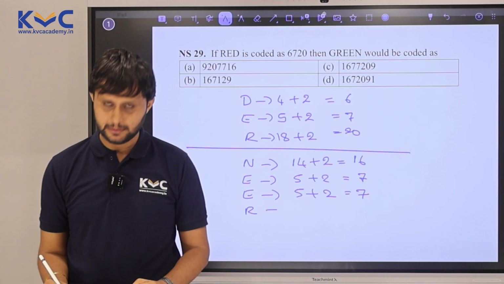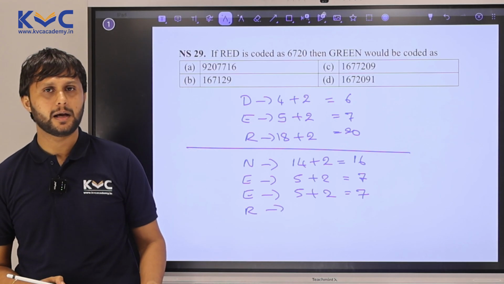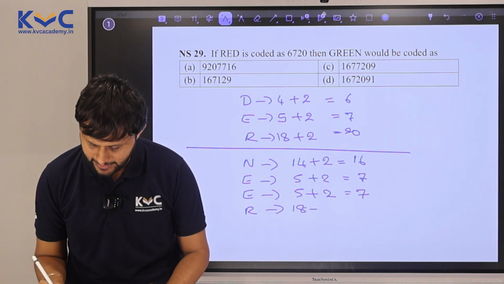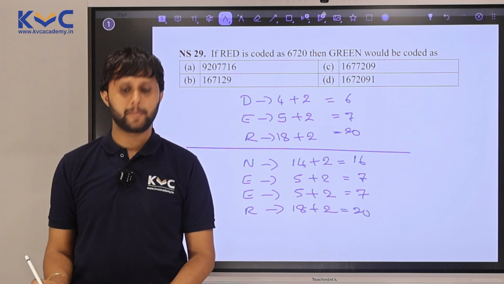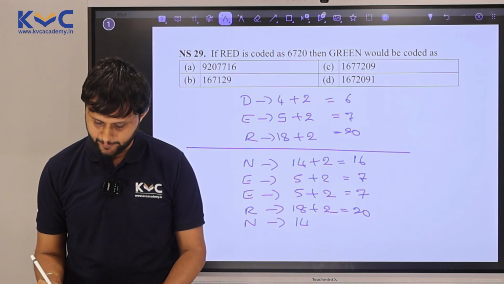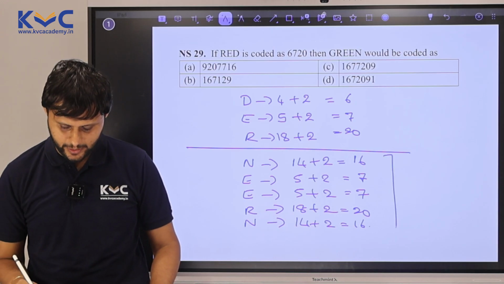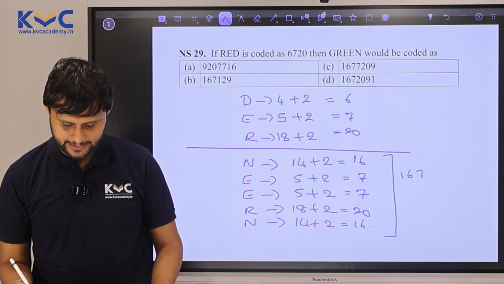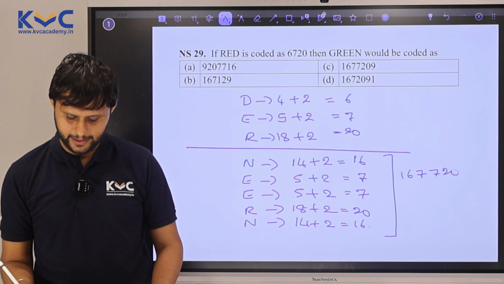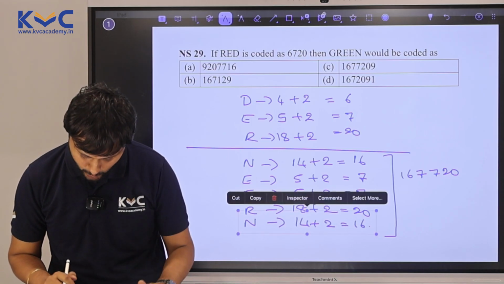And we have R. Remember, it's in the reverse order. R is equal to how much? R, S, T. R is 18, which we had decided earlier as well. Plus 2 should be 20. And after that N, which is 14, we should get 16 as the answer. So if I join these numbers together, we write it together: 16, 7, 7, 20, and oh, in fact, this is not N, this should be G.